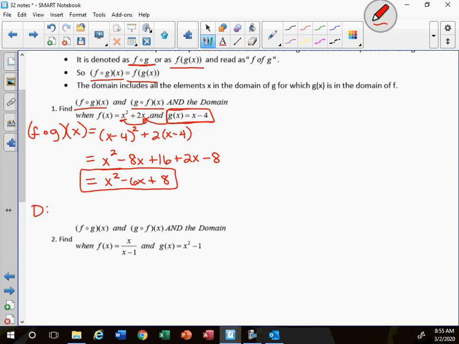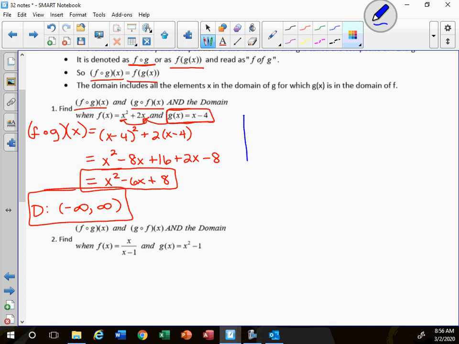Then we look at what we actually did the composition of. We got to this x squared minus 6x plus 8. Ask yourself again, is there a fraction? No. Is there an even root? No. So what's the domain of this? Yes. Okay. Domain will obviously get more complicated than just negative infinity to infinity every time, but we'll start there.